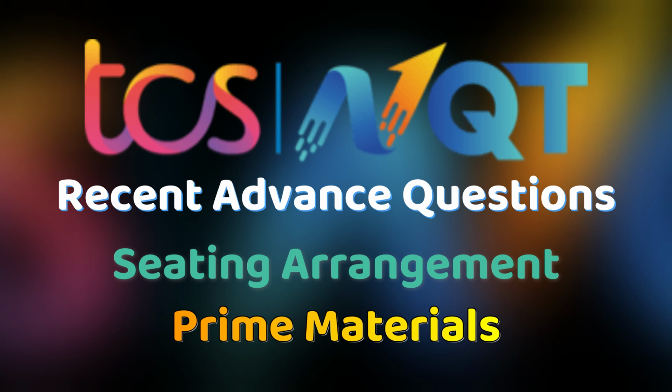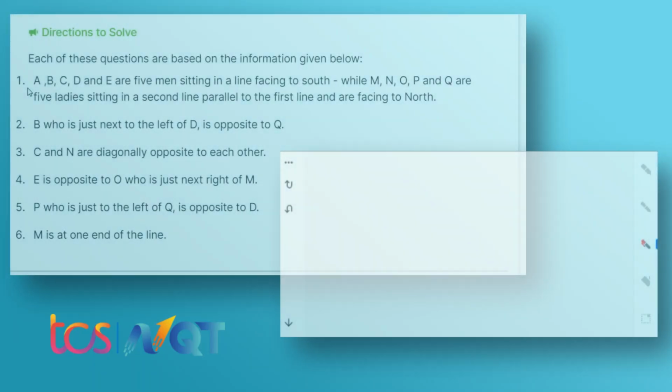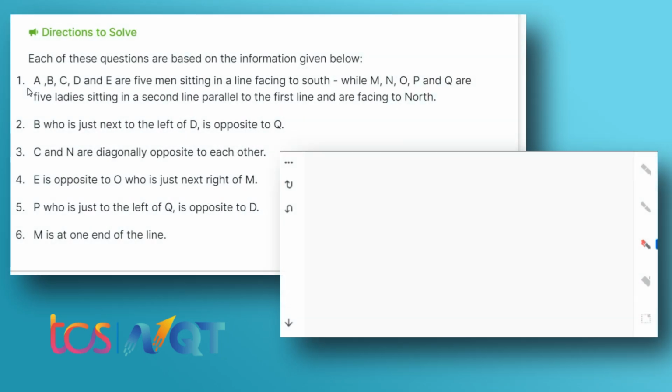So let's go to the question. There can be mainly two types of questions in sitting arrangement, right? One is circle based and the second one is parallel based. So let's see which type of question this is. Here are some directions you are given, and you have to follow them.